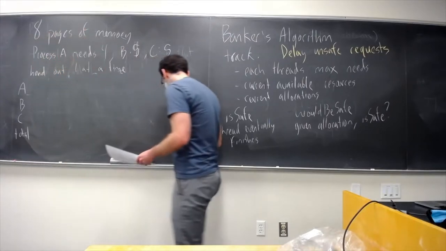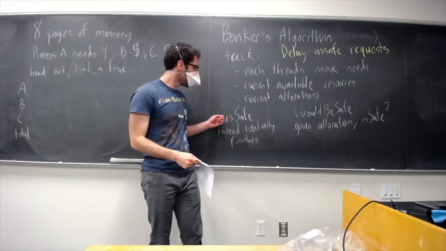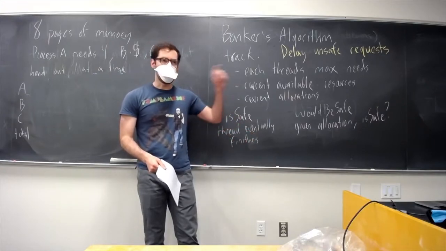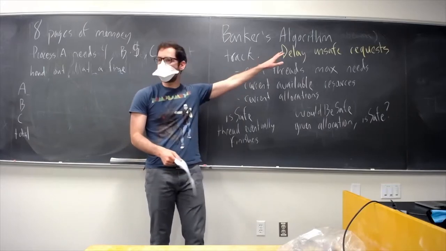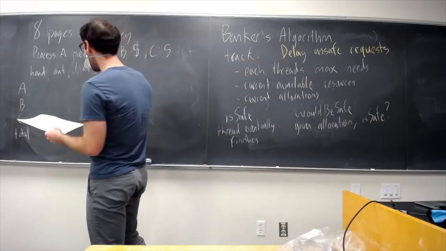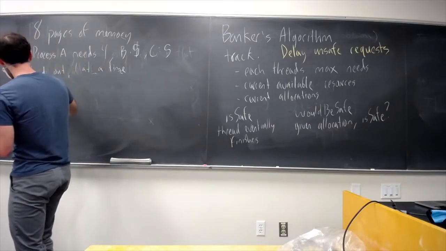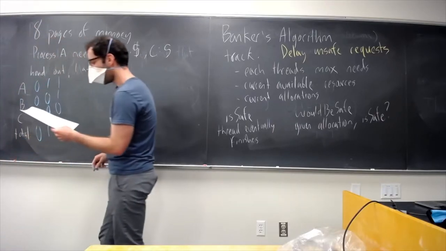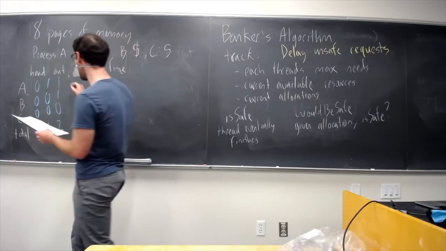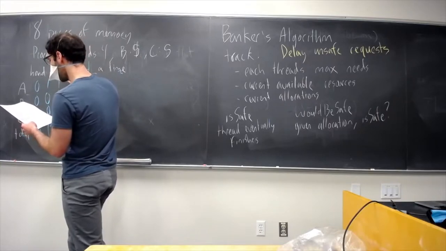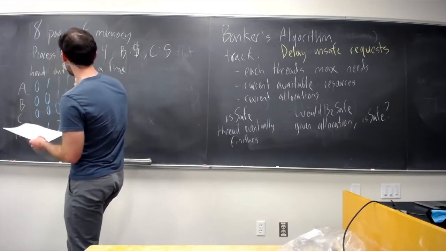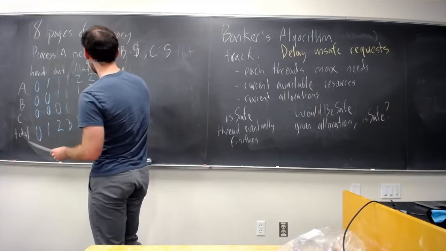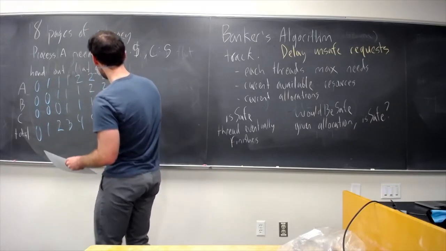So if we go through this again using our banker's algorithm, which says only hand out memory if it would be safe to do so, if we would have enough left for some thread to make progress, otherwise delay. So start out in a similar way, which I was clever enough to erase, where we're going to hand out the first 7 pages of memory. Second one for C, and then we give a third one to A.